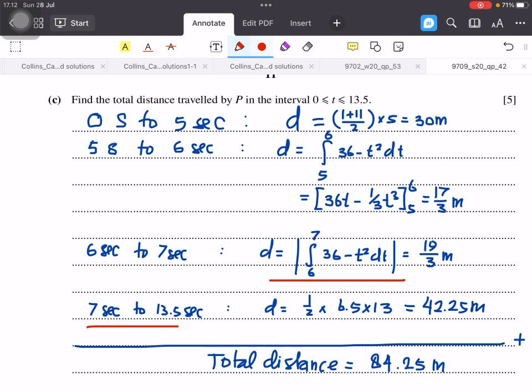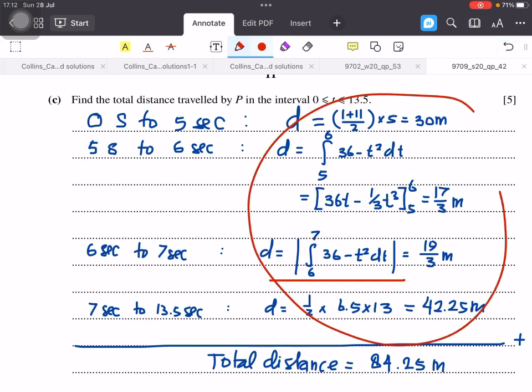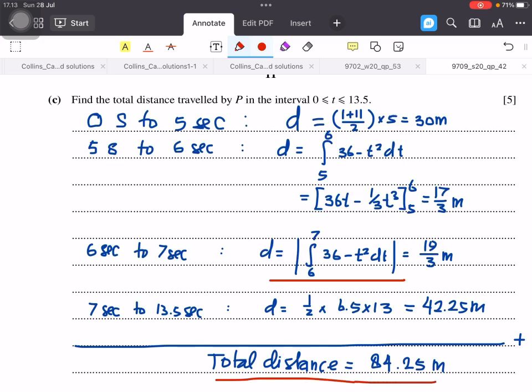And then for the last part of the graph, we can use the area of a triangle. Half times 6.5 times 13, which is 42.25 meters. And then adding all of them, we get the total distance equal to 84.25 meters.